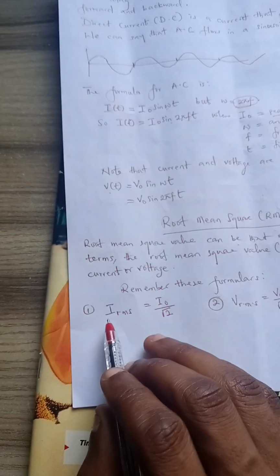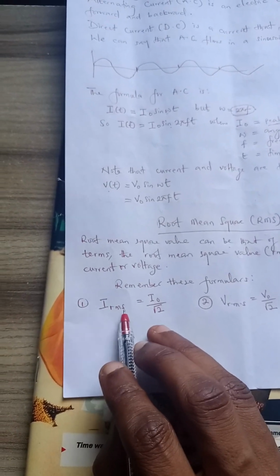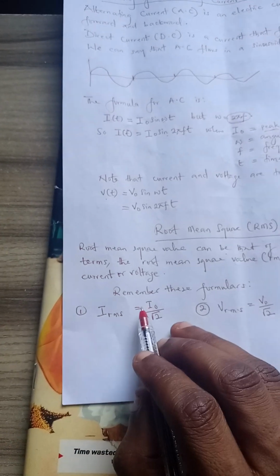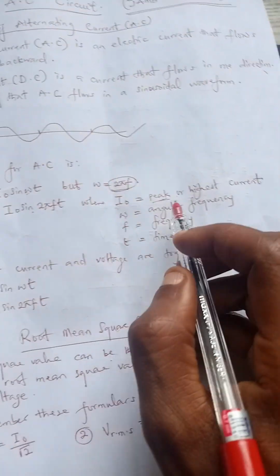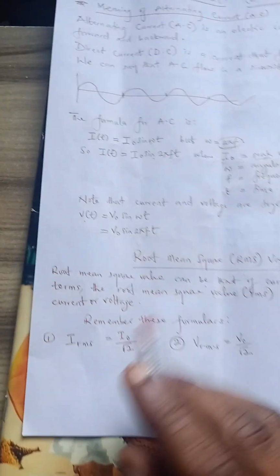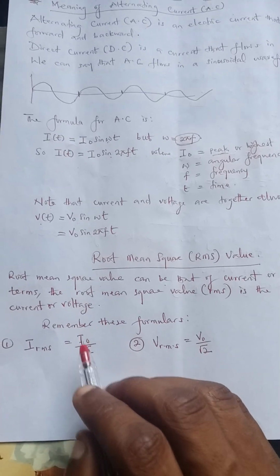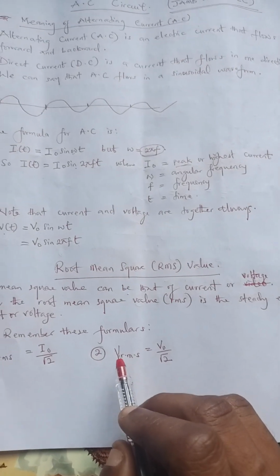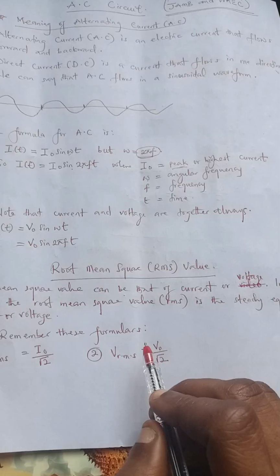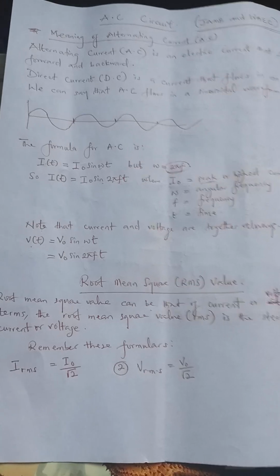Formula number one says root mean square current. You see now, I is current. RMS means root mean square. It is equal to I0 over root 2. Don't forget that I have earlier told you that I0 is equal to the peak or highest current. So if you want to know the root mean square value of the current, divide the highest current by root 2. The same thing happens for voltage. If you want to know the root mean square value for the voltage, you divide the highest voltage, which is the peak voltage, by root 2.